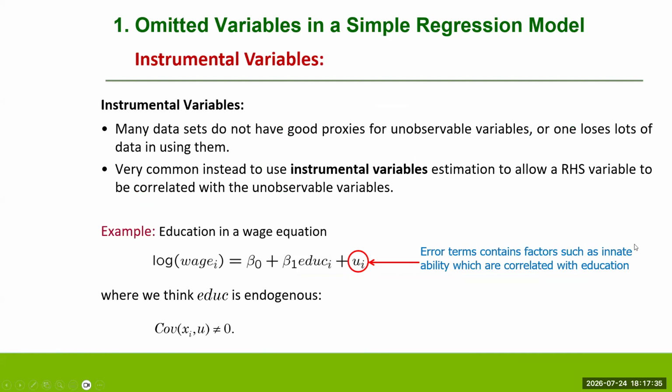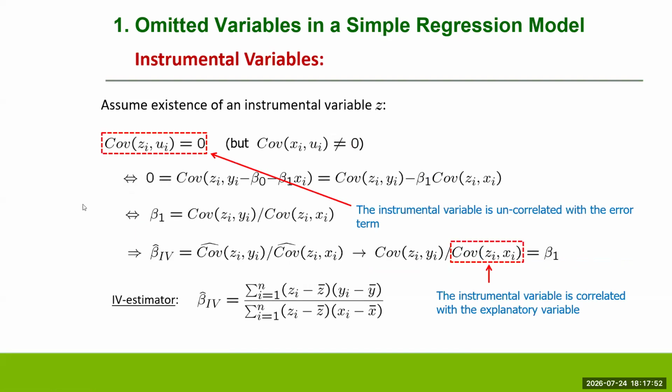In this error term, we have innate ability, as I already indicated, and because of that, the covariance between the X, which is education, and the error term is not equal to 0. So the Gauss-Markov assumption is violated. So this is violated, and then we say that the instrumental variable is correlated with the explanatory variable. That is relevance.